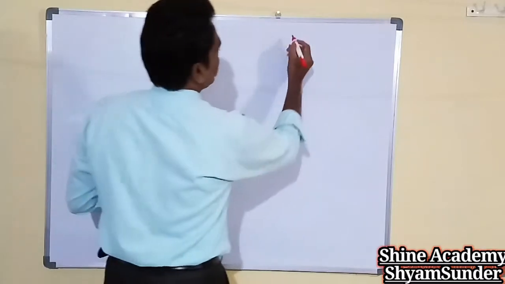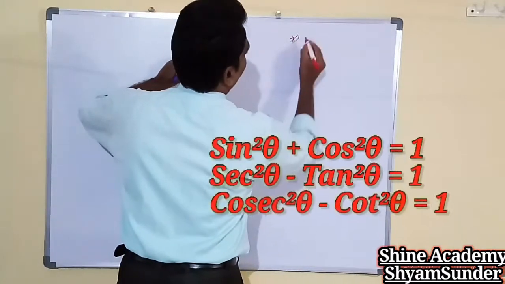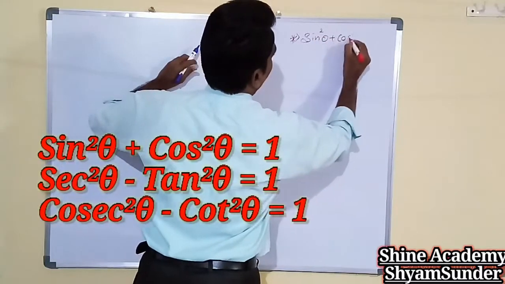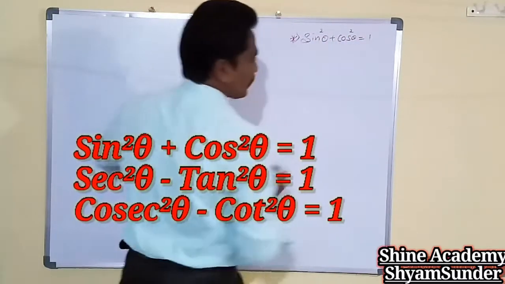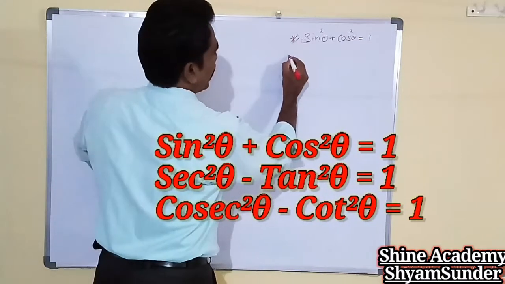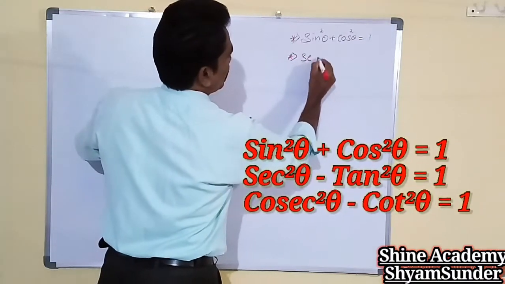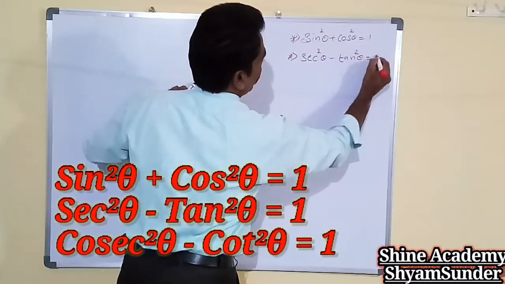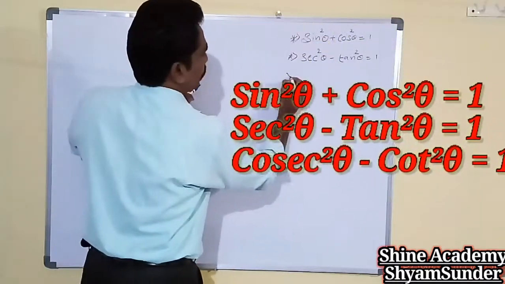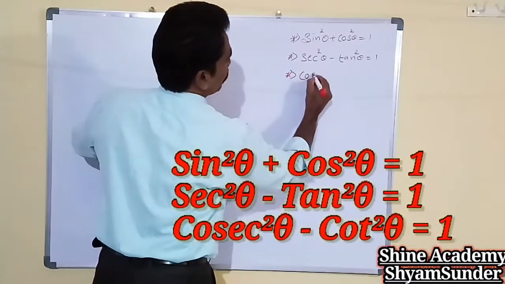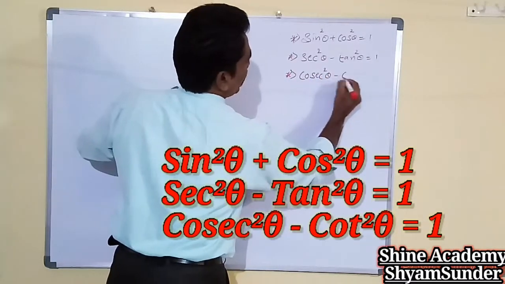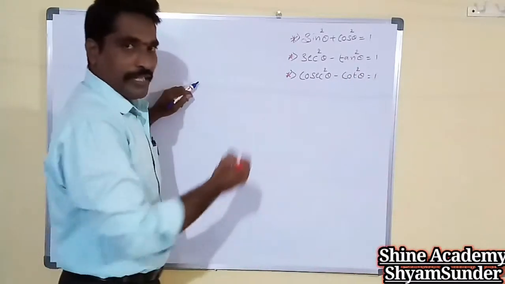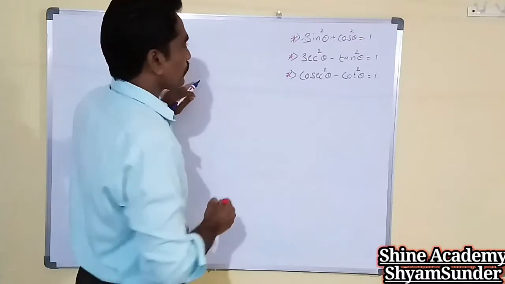What are the identities? They are: sin square theta plus cos square theta is equal to 1. Second identity, sec square theta minus tan square theta is equal to 1. Third identity, cosec square theta minus cot square theta is equal to 1, where theta is an acute angle.